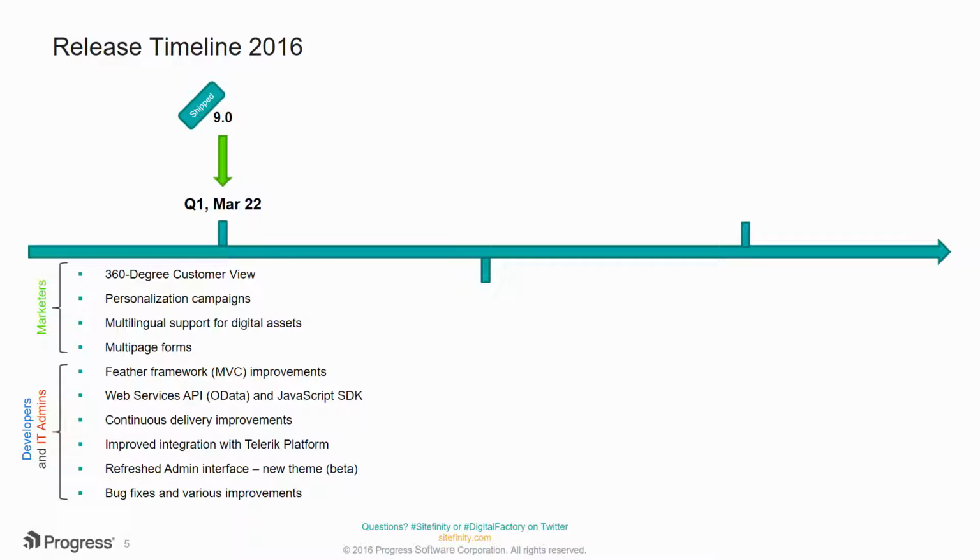For developers, we improved the ability to build websites using the latest ASP.NET MVC technology and added a new API, which is a RESTful Web Services API based on the OData standard. We furthermore improved our support for continuous delivery and introduced a new user interface theme for the CMS administration. Then the team was hard at work throughout the rest of the year.